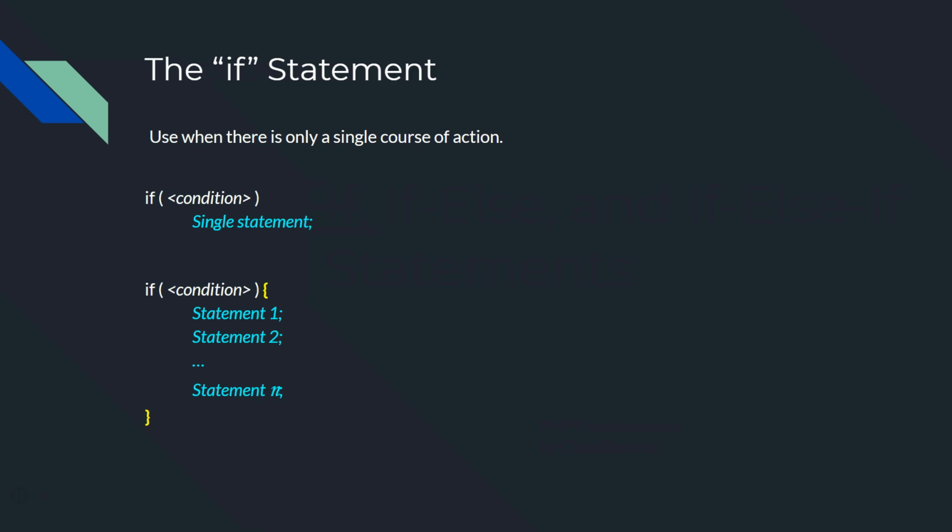This is the syntax for the if statement. There are two ways here, as you can see. The first one is when there is a single statement inside the if block. Then you don't really need the pair of curly braces, like you see in the second condition down there. If you have multiple statements in that block, you have to use the pair of curly braces.